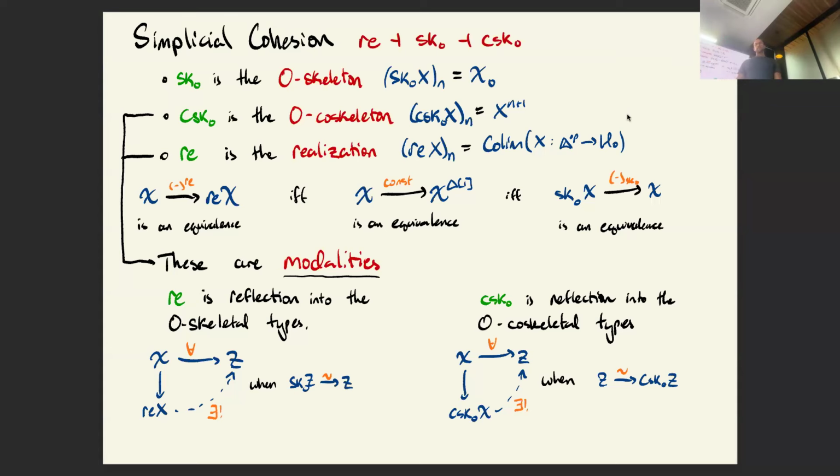And zero co-skeleton is reflective into zero co-skeletal types. It just means that if you map into any zero co-skeletal type, which is just a type that's equivalent to its own zero co-skeleton, you must have gone through the zero co-skeleton. It's sort of just determined on its objects.